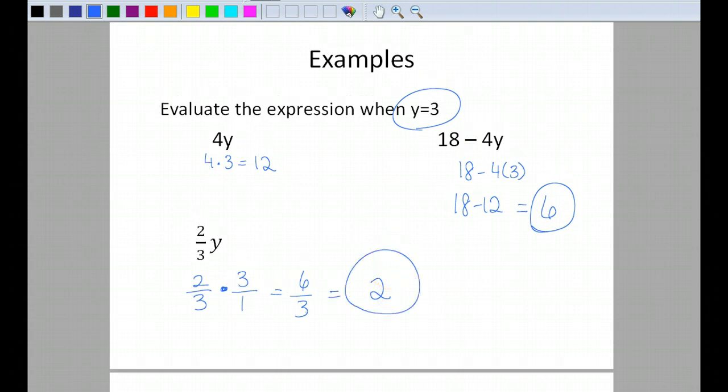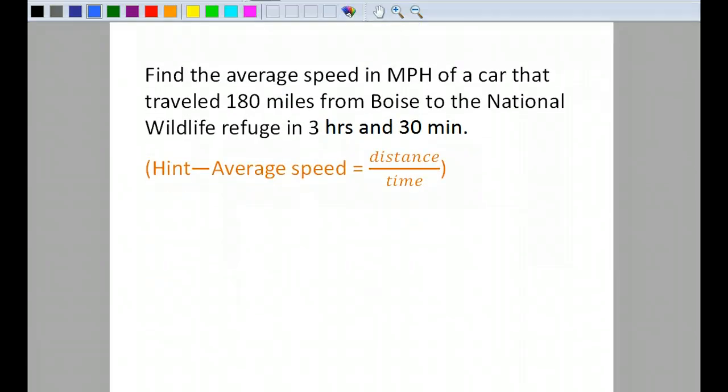Okay, so let's go and take a look at a word problem. I know these are your favorite. And the word problems, this is going to be more like the stuff that you encounter in life. Nobody's ever going to ask you, hey, what's 2/3 times y? You're going to have to get there from some kind of verbal expression, which is what we're doing right here.